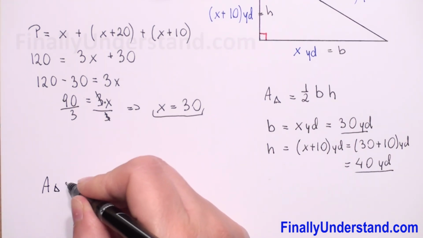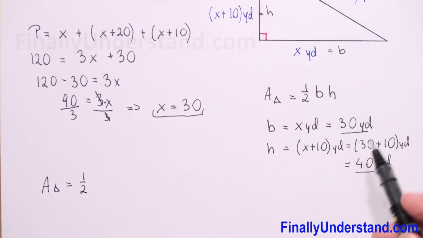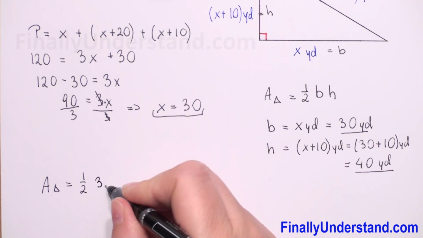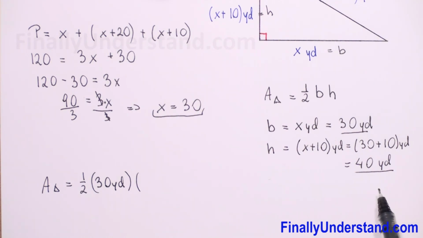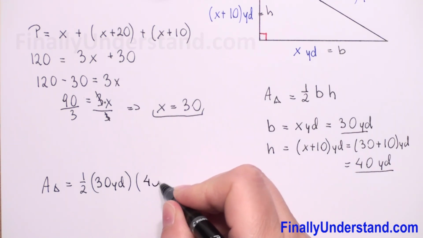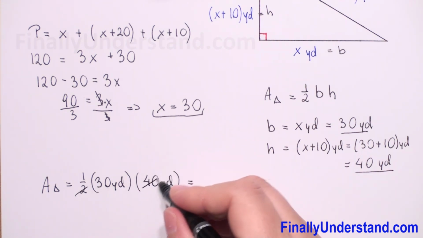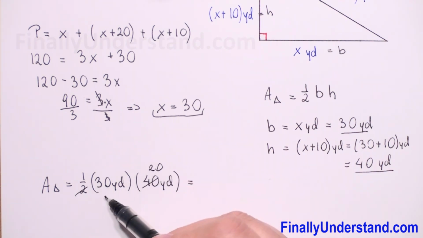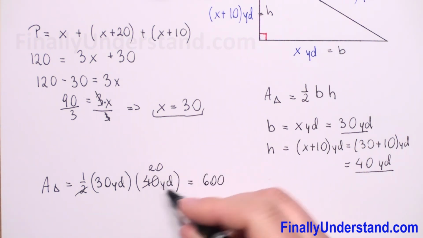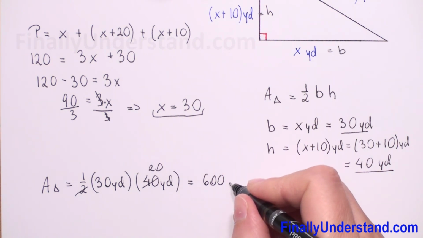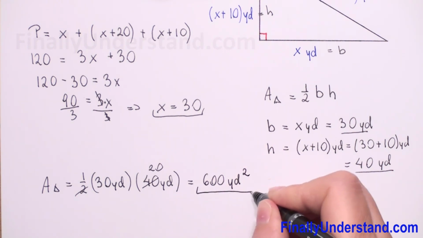Area of triangle is equal 1/2 times base, so times 30 yards, times height is 40 yards. So this is equal, we can reduce 2 with 40 will be 20, and 30 times 20 is 600. Yard times yard will be square yards. This is my solution.